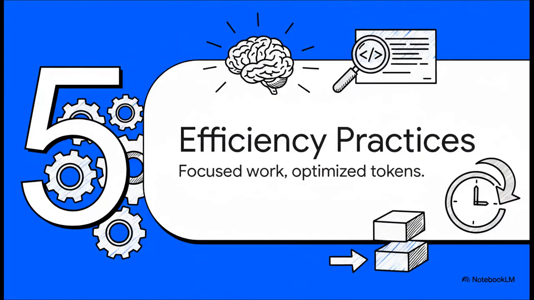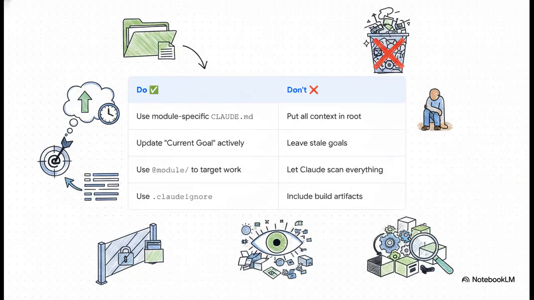Okay, let's start to wrap this up by summarizing the key habits that will make this system truly sing for you. We're talking focused work and seriously optimized token usage. This is so crucial. Always use those module-specific files for your day-to-day tasks. Don't just dump everything into the root file. And please, actively update that current goal section. It is the single most important habit you can build. Always target your work with the @ symbol, and make good use of a .claudeignore file to explicitly hide anything the AI just doesn't need to see.